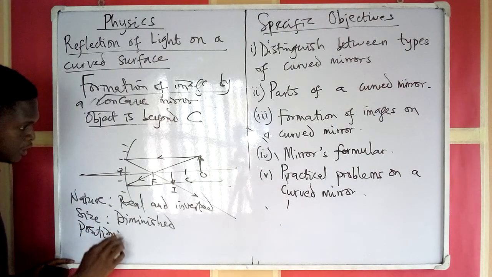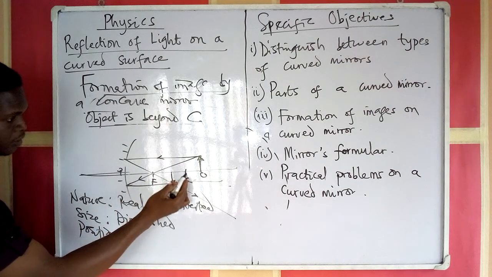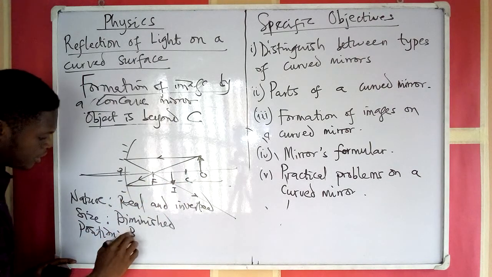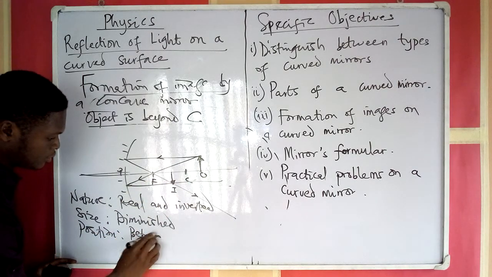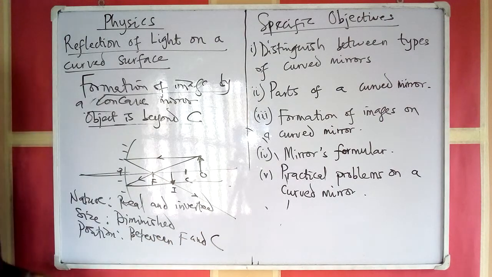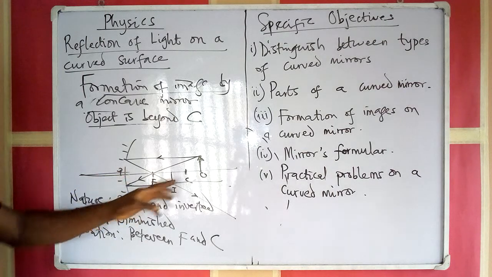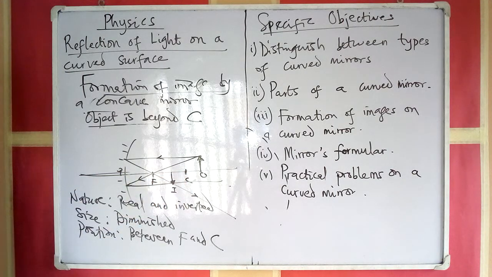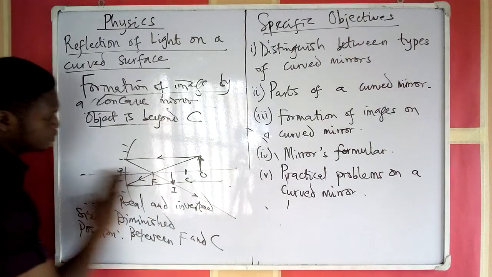It is located between F and C. So those are the properties of the image when the object is located beyond C. So first take note of it. So we can take the last one.